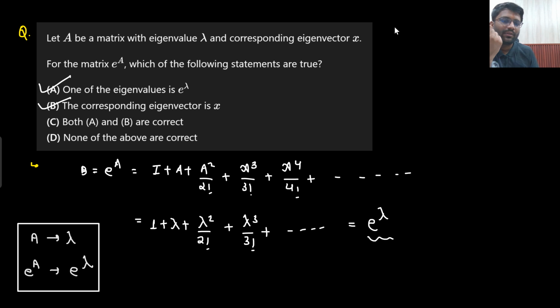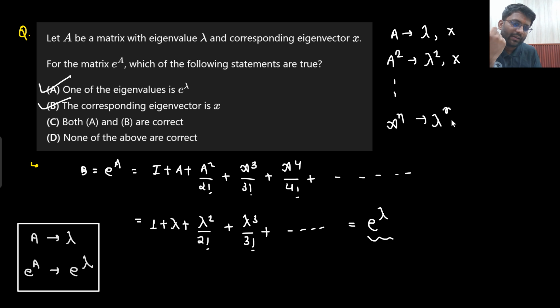Is that clear to you? If A has an eigenvalue of lambda and eigenvector of x, then A square will have an eigenvalue of lambda square and eigenvector of x only. And A to the power n will have the eigenvalue of lambda to the power n and eigenvector of x only. So the eigenvector is not changing. All of them have the eigenvector x only.